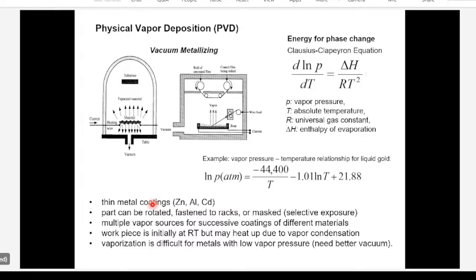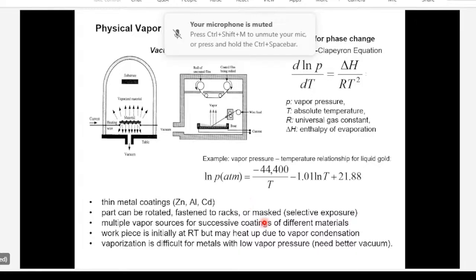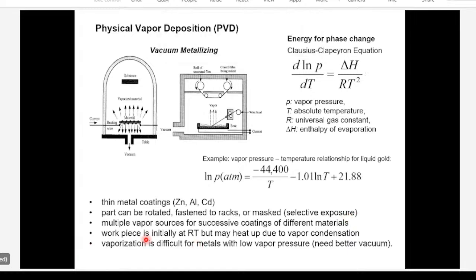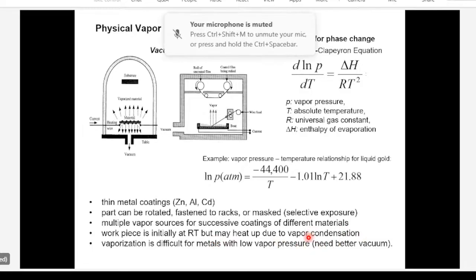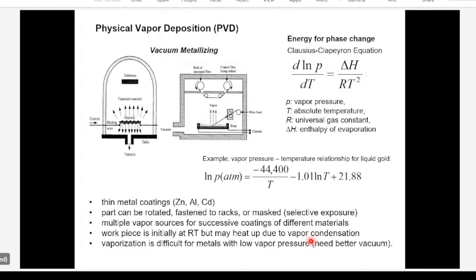So thin metallic coatings, zinc, aluminum, cadmium, those are deposited using this process. Parts can be rotated, they can be fastened to racks, or you can mask certain areas of the workpiece and selectively expose some areas for deposition. You can have multiple vapor sources for coatings of different types to be formed. And the workpiece is initially at room temperature, but it may heat up due to vapor condensation. Now that is possible only if you're depositing a very thick coating. For normal thin PVD coatings, there is hardly any temperature change in the workpiece.